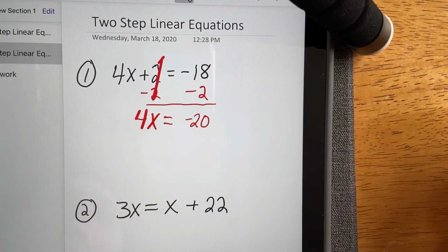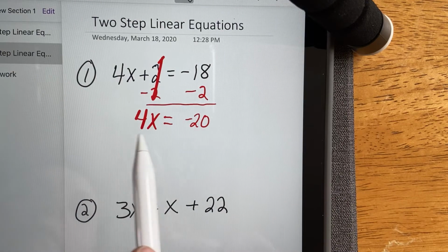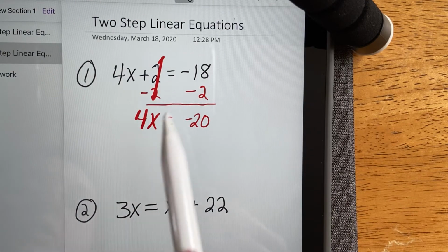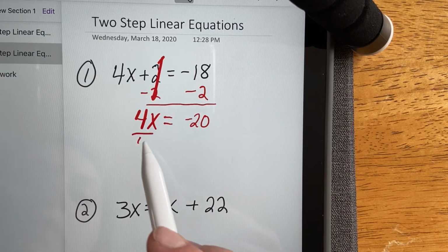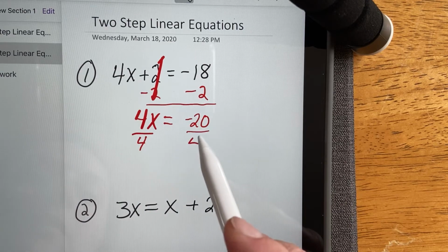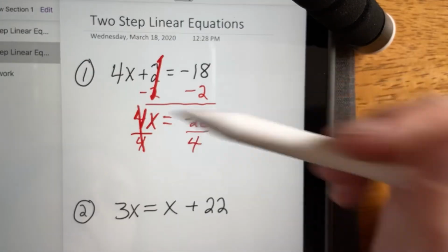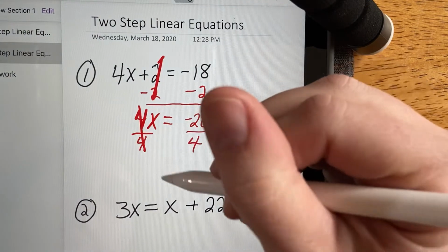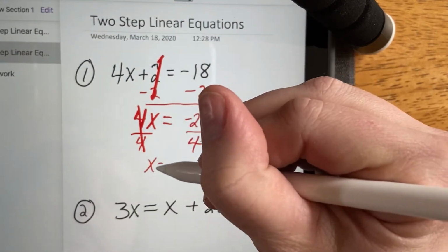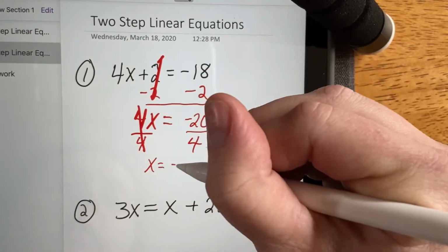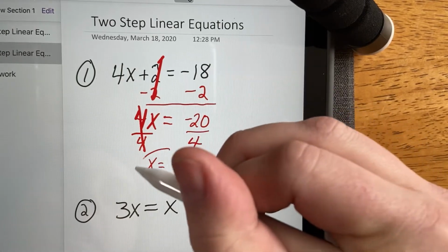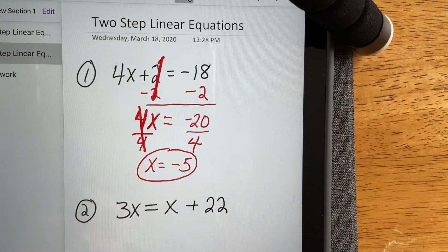Then there's just one more step. I'm still trying to get that x by itself. So the opposite of 4 times x would be to divide both sides by 4. So 4 divided by 4 cancels, which makes this x equals negative 20 divided by 4, which is negative 5. X equals negative 5 is the solution.